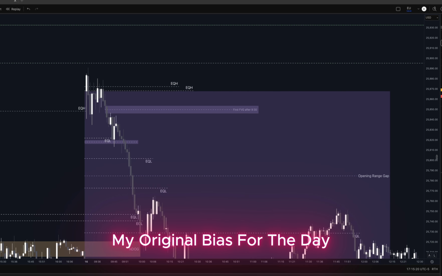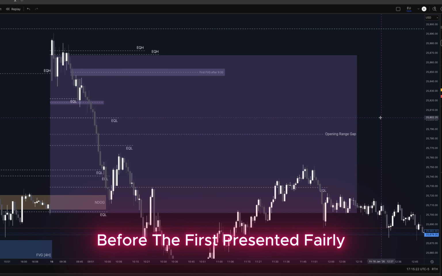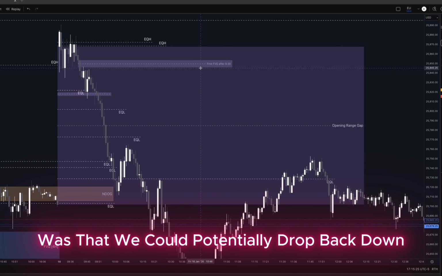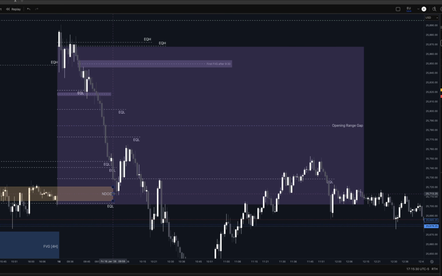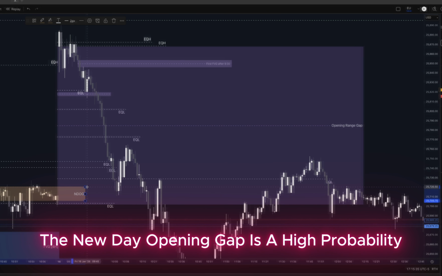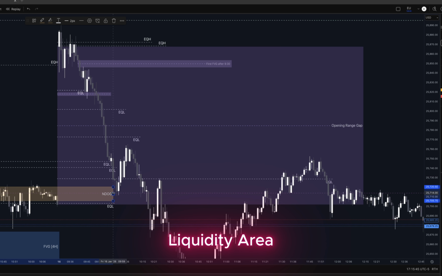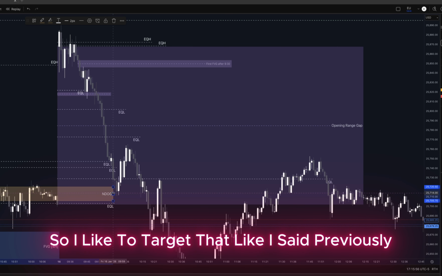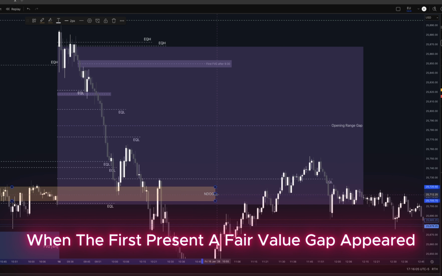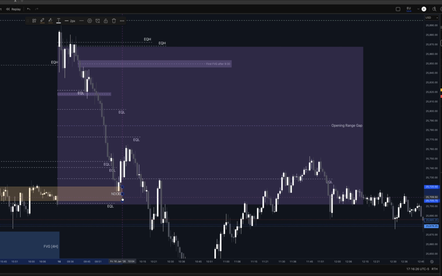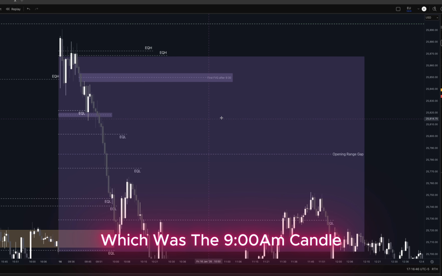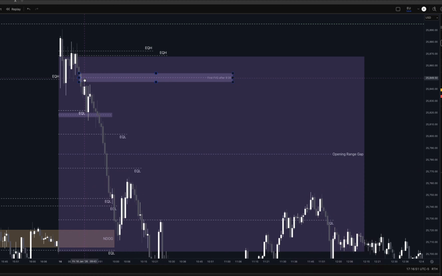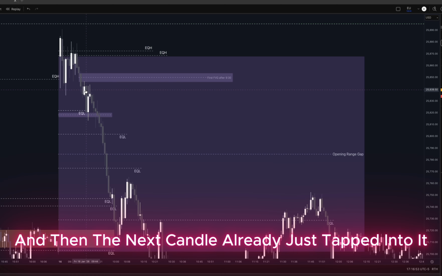My original bias for the day, before the first presented fair value gap appeared, was that we could potentially drop back down to the new day opening gap. The new day opening gap is a high probability liquidity area, so I like to target that, like I said previously. So today, when the first presented fair value gap appeared, which was the 9:41 a.m. candle, I marked it out quickly, and then the next candle already just tapped into it and dropped.